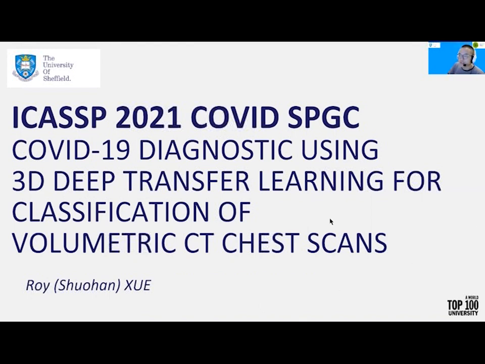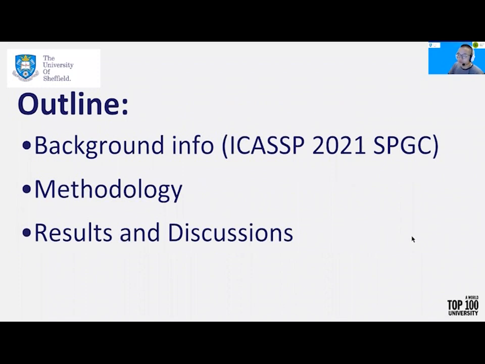To begin with, let me show you the outline of today's presentation. This presentation is divided into three sections. First, I would like to talk about the background information of the competition. Then I will elaborate our approach and how we implemented it. Finally, we will land on the result and discussion. So let's get into it.